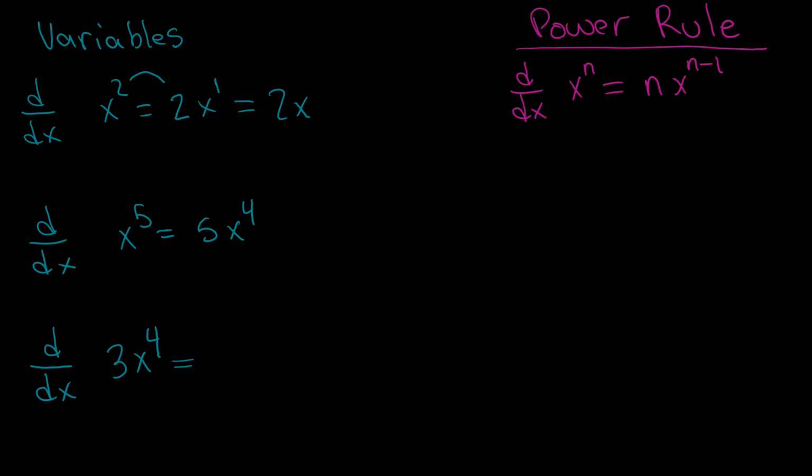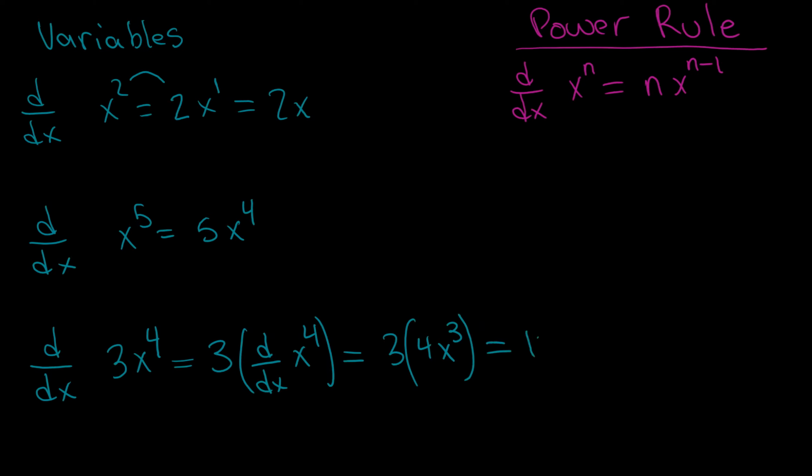And finally, we have 3 times x to the 4th. Now this brings in a little bit of a different situation because we have a constant multiplying by a variable. When you have something like this, you can rewrite it in a simplified form. Just say 3 times the derivative with respect to x of x to the 4th. And what that equals is 3 times, so you bring the 4 out front, times x to the 4 minus 1 is 3. And now you multiply that 3 through the bracket, that gives us 12x to the power of 3.